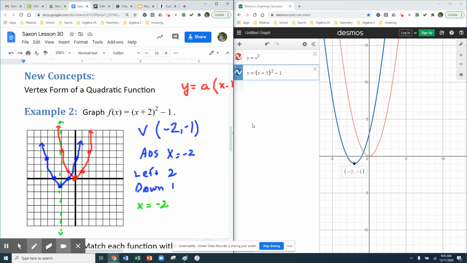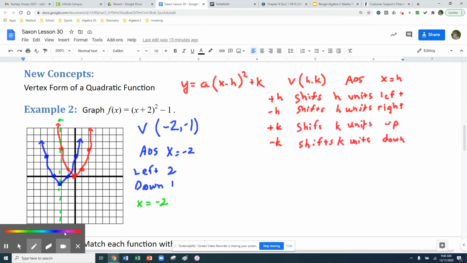So now we're ready to fill in our notes that we started to the right here about what this k value starts to do to our functions. So when a parabola or quadratic function is in vertex form, our plus h shifts us h units left, our minus h is going to shift us h units right, plus k shifts k units up, and then minus k is going to shift us k units down.